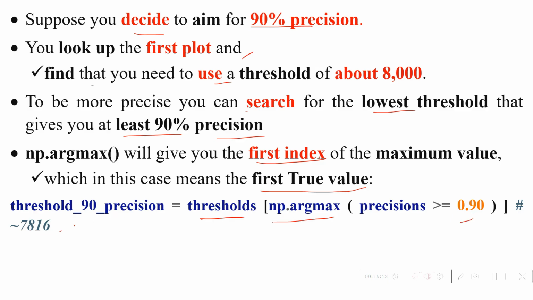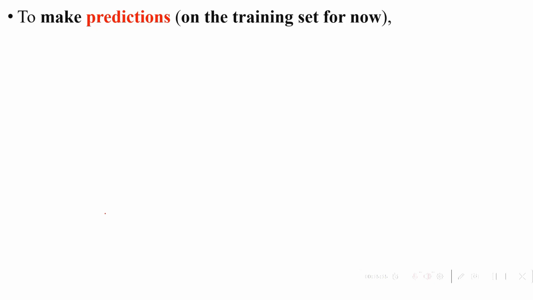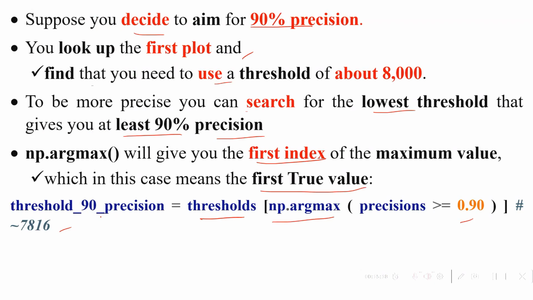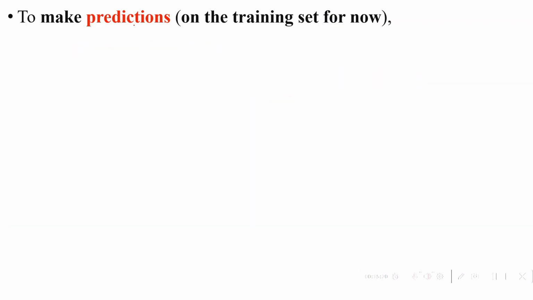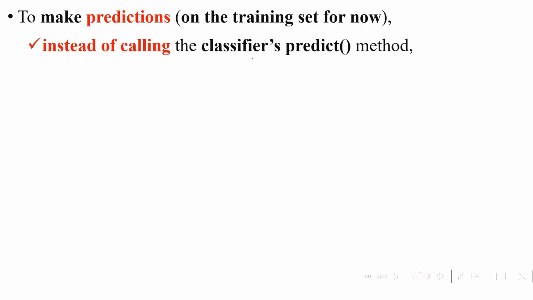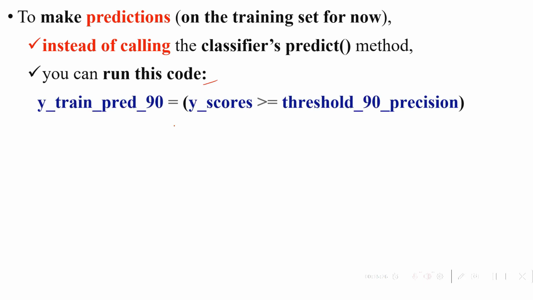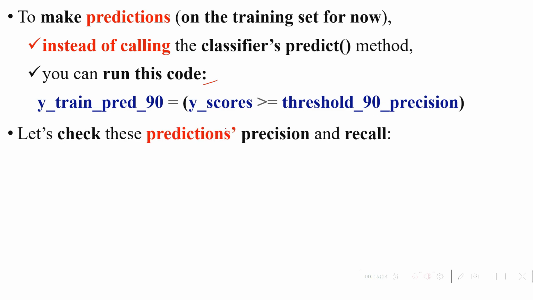At that time the value is 0.7816. So to make predictions, instead of calling the classifier's predict method, we can run this code: y_train_pred_90 equals y_scores greater than or equal to threshold_90_precision. Let's check these predictions' precision and recall.